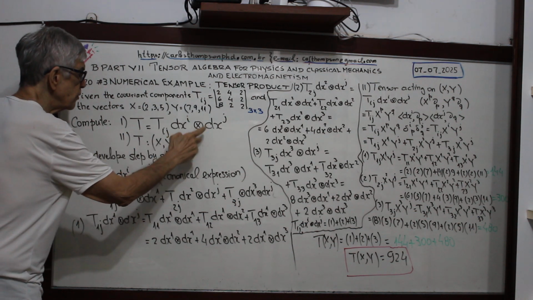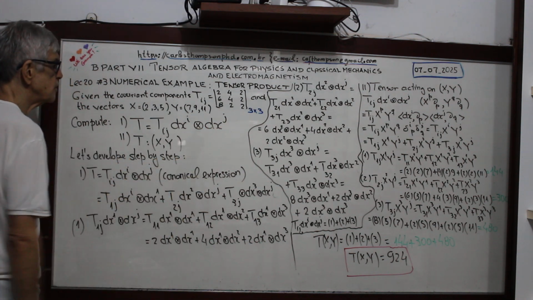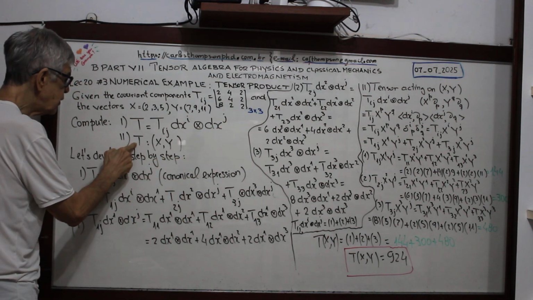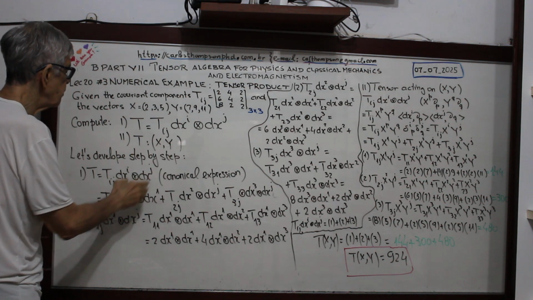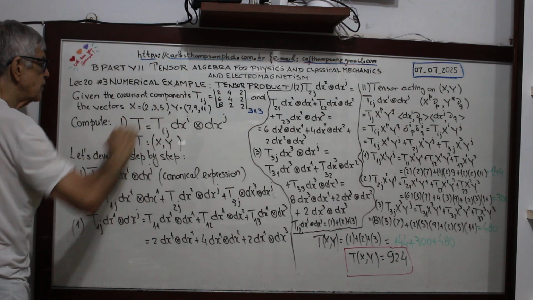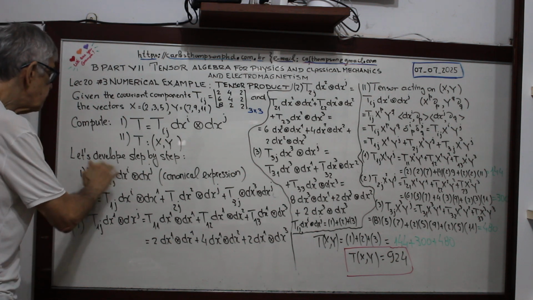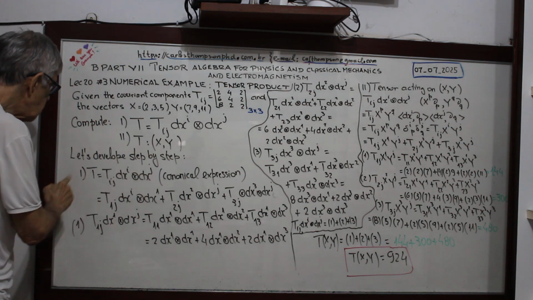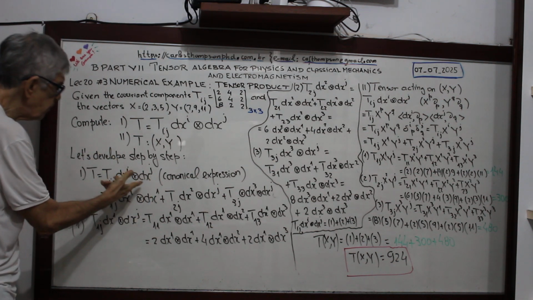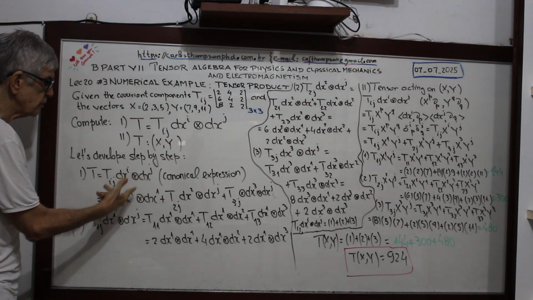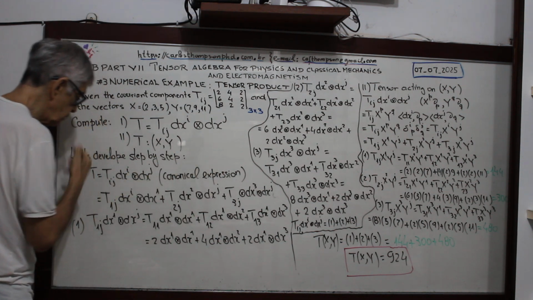Now, here I have two items: T_ij dx^i tensor product dx^j, and also T acting on vectors x and y. You see, these are the same data. Now, let's develop step by step. Number one, I'll develop this. Attention, i and j are dummy indices. This is what you call the canonical expression.